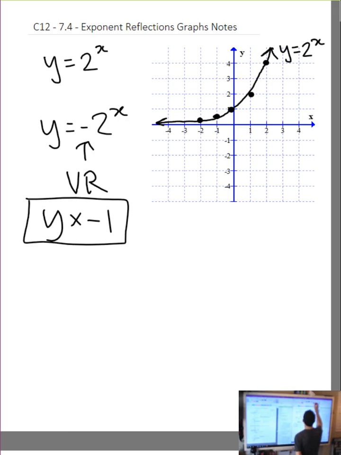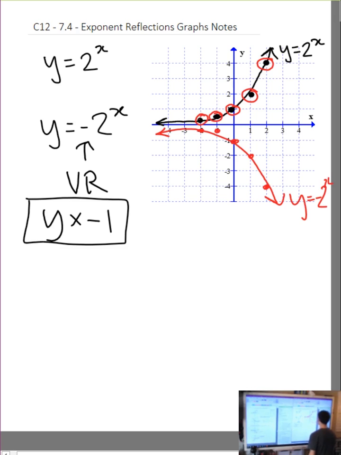So this time, this point right here will do a vertical reflection. This point right here will do a vertical reflection. This point, this point, and this point will all do a vertical reflection. And then we start to see this shape. And that is y equals -2 to the x.